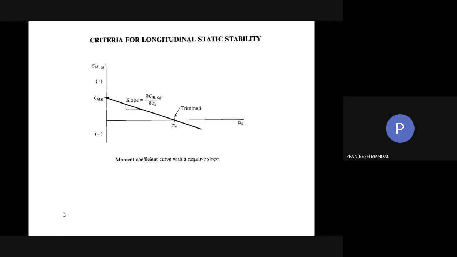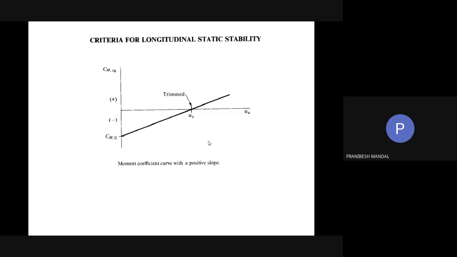So how can we actually have a straight line? The CMCG can be this, starting from a positive value, going to a negative value. Otherwise, the CMCG can be this. These are the only two possibilities, due to the fact that there must be some angle of attack where the CMCG is zero. Because otherwise, this trimming condition won't be achieved at all.